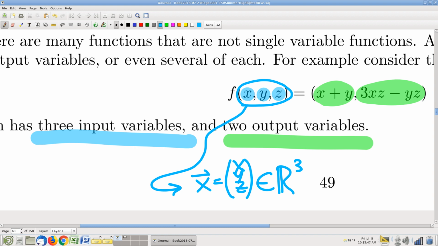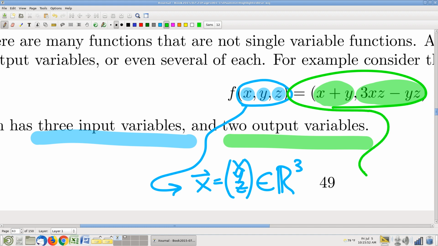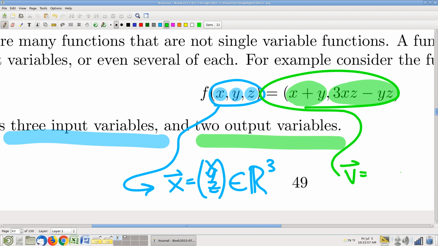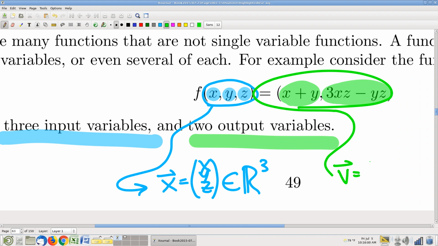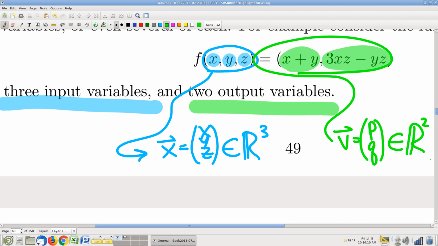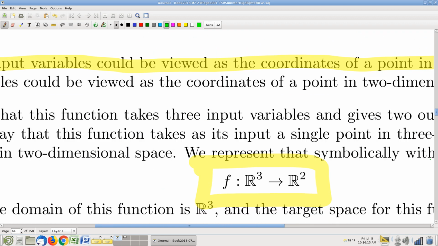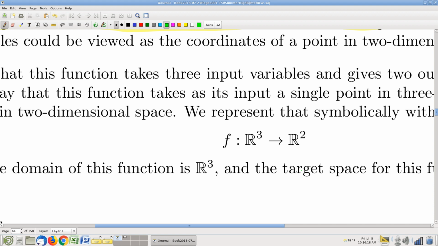All right. What comes out? Well, you can probably see this coming. These numbers I could think of as being a vector v. I didn't give names to these variables, but let's call them p and q. It doesn't matter. Right? And this is a vector in R2. So I'm going to think of this as a function whose domain is R3 and whose target is R2, and we're going to write that like this. Here we go. F from R3 to R2. How are we doing? Is everybody on board?